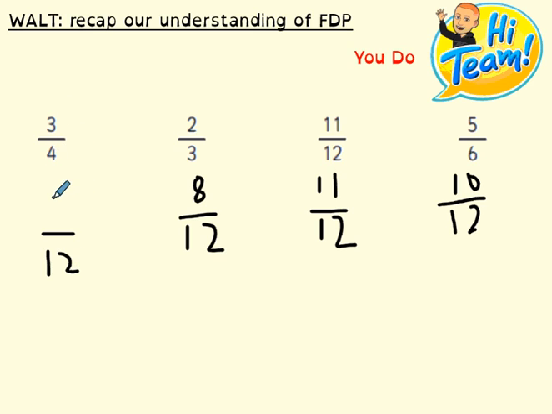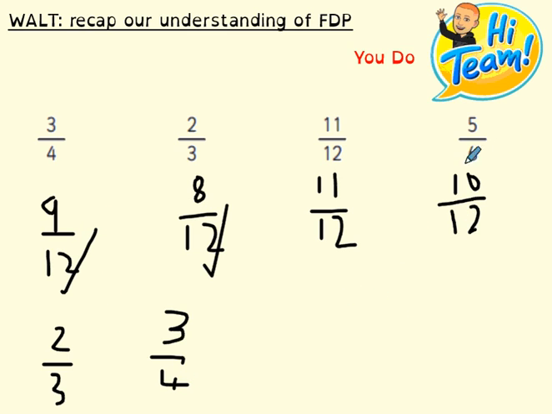Back to my original fractions, starting with the smallest. I'm going to go with 2/3. I'm going to then have 9/12 or 3/4 as my original fraction. I'm going to have 10/12 or 5/6. And I'm then going to finally have 11/12 as my largest fraction in this range.